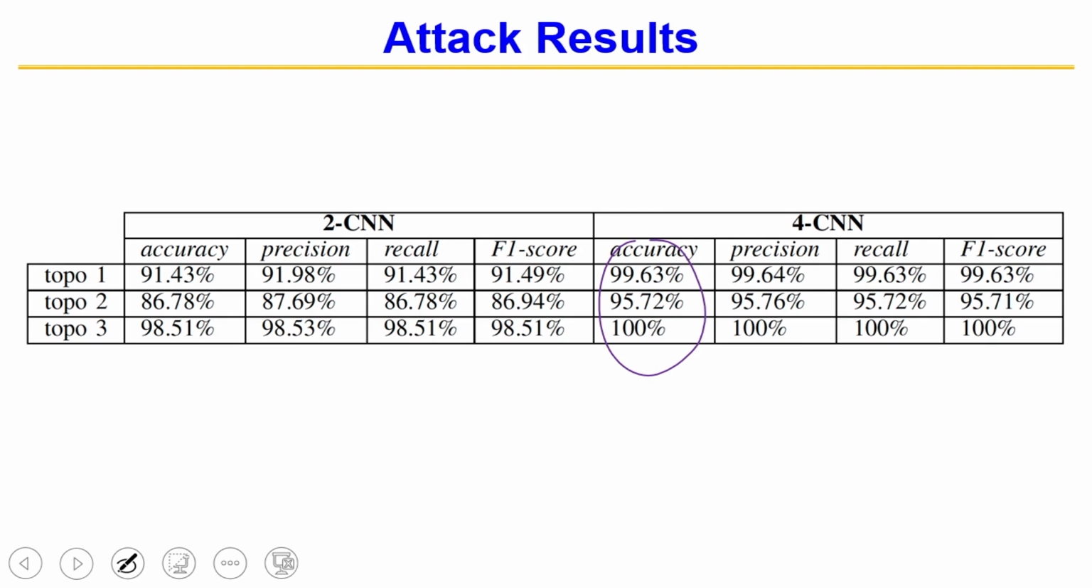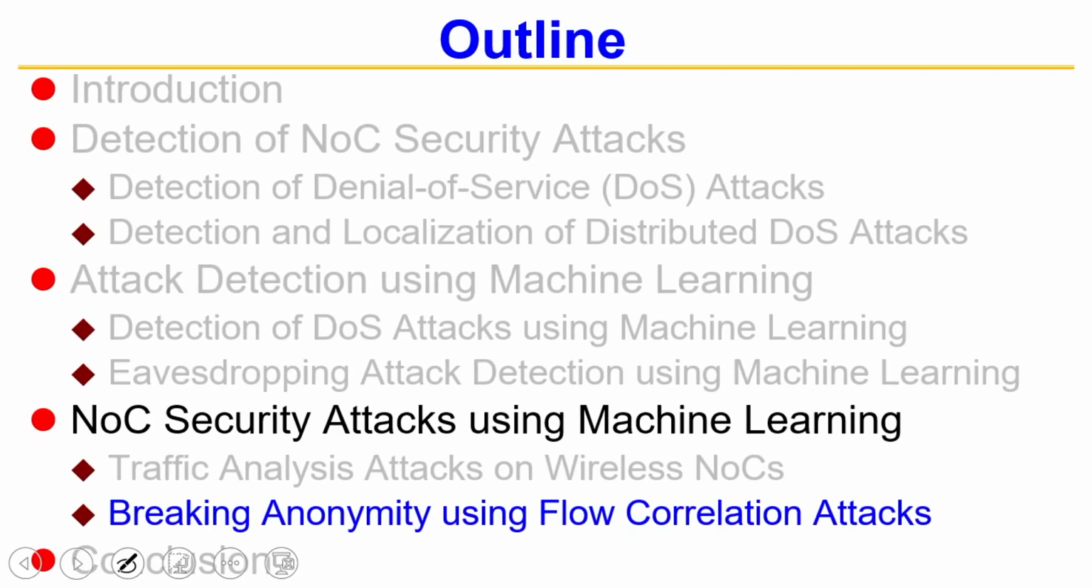Even with a 4 layer CNN you can get close to perfect accuracy for certain topologies. I believe one of them is mesh, another is torus, and so on. For certain topologies, you can figure out what is going on with even 100% accuracy. So, this attack is very powerful, and there are certain defenses also. I am going to skip those.